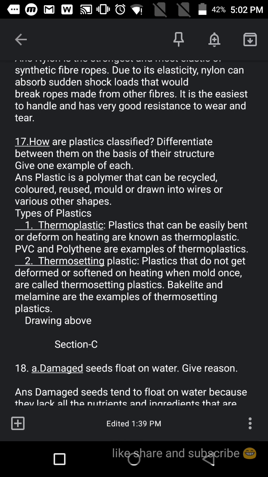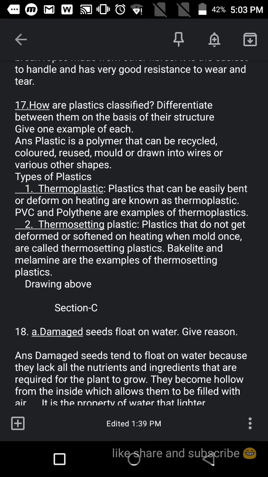How are plastics classified? Differentiate between them on the basis of the structure. Give one example each. Plastic is a polymer that can be recycled, colored, reused, molded, or drawn into wires or various other shapes. Types of plastic: Point 1, thermoplastic. Plastics that can be easily bent or deformed on heating are known as thermoplastics. PVC and polythene are examples of thermoplastics.